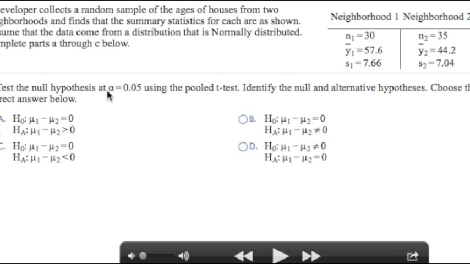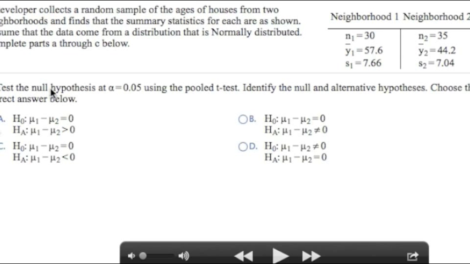Okay, so here's an example. We have two sets of data, one from one neighborhood and another from another neighborhood. The developers chose some random houses, and we want to see if the two sets of data for the two houses are the same. Assume that the data comes from a normally distributed sample, and you're to complete parts A through C.